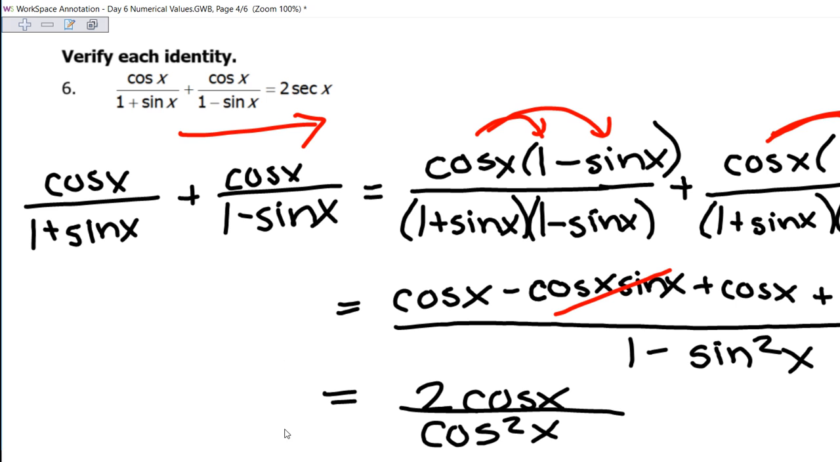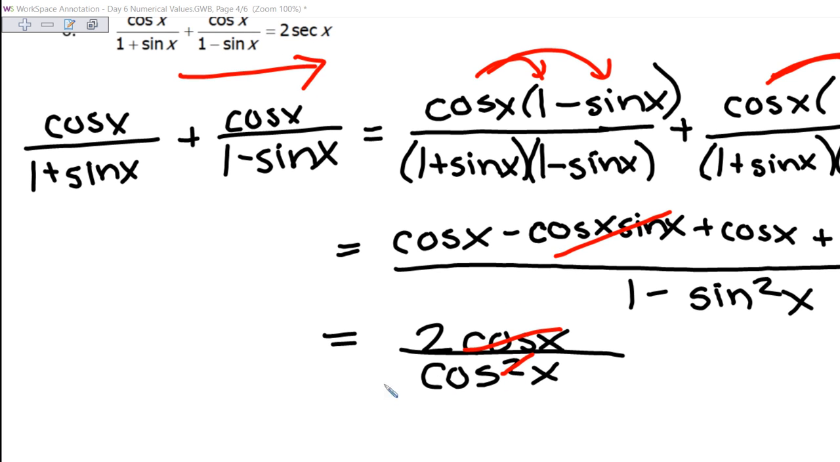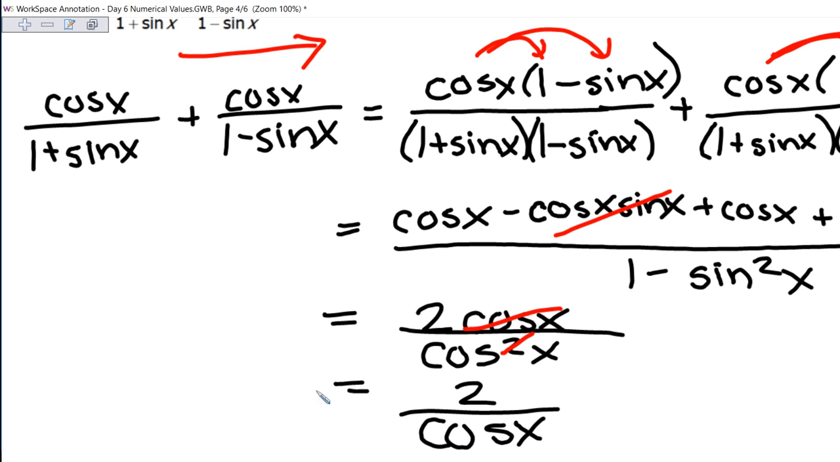And then our last step, cosine x in the numerator will cancel with 1 factor of cosine x in the denominator. So that leaves us with 2 over cosine x, and that is equal to what? 2 secant of x.